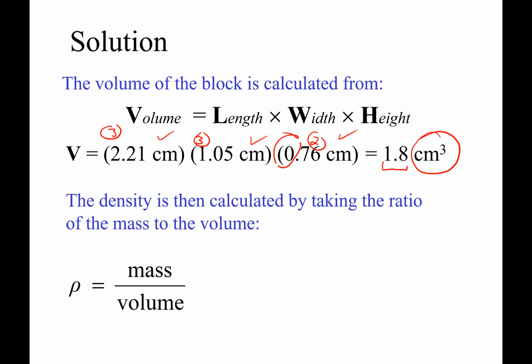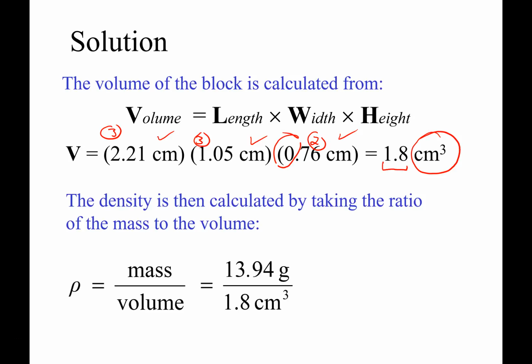So the mass was given in the original problem, 13.94 grams. We have a volume of 1.8 centimeters cubed. How many sig figs in 13.94? Fingers, please. 4. How many sig figs in 1.8? 2. So we need to round to how many sig figs? 2, exactly.